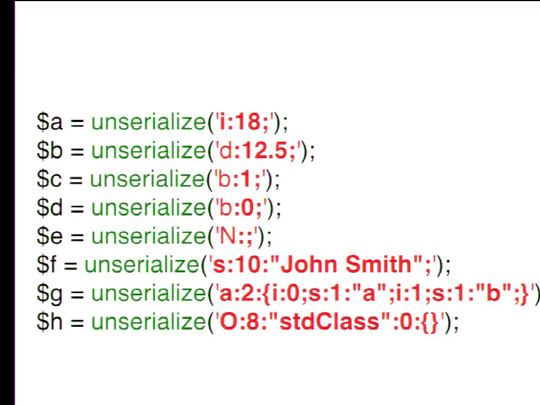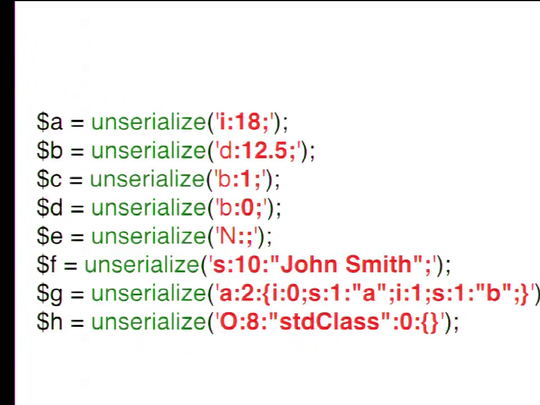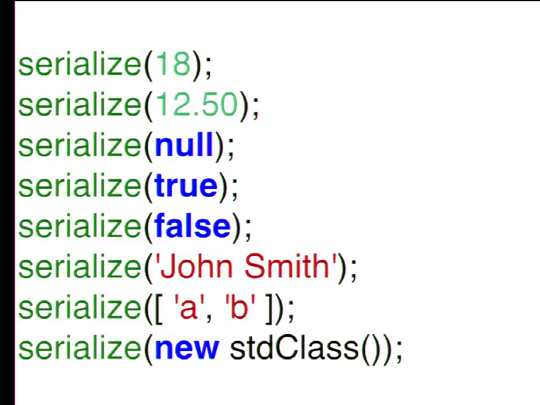So as you can see here, you can have nulls and Boolean values, strings, arrays, and even objects as well. Now, there is something that is a little bit tricky with serialization, and actually let me go back here. As you can see here, I don't have an example of serializing a resource, and that's because it's not possible with the PHP serialize method.